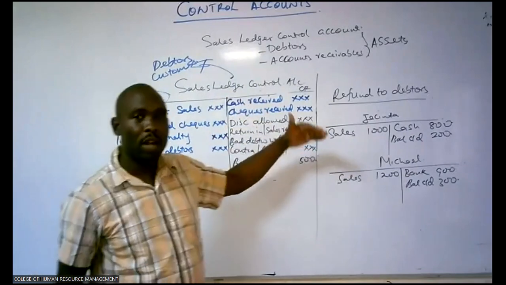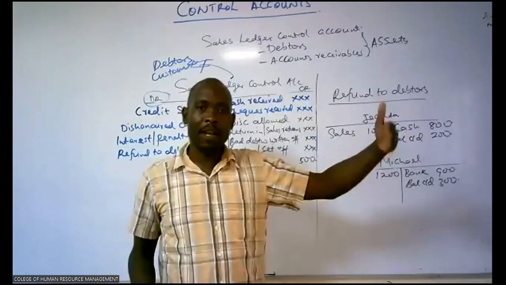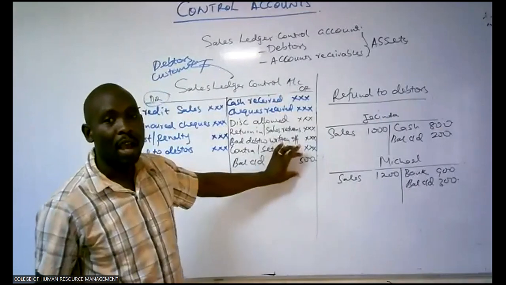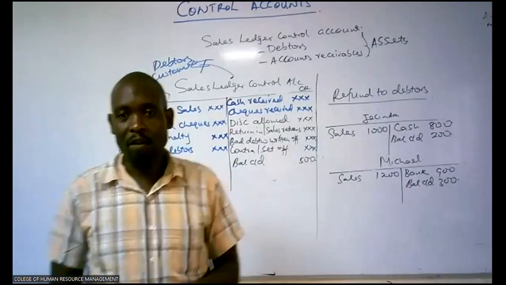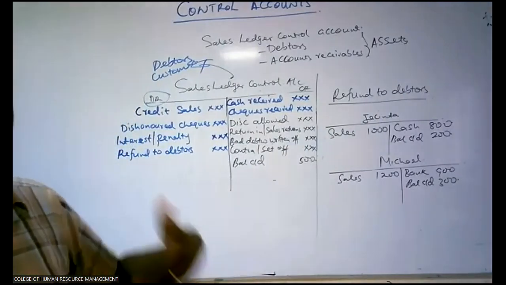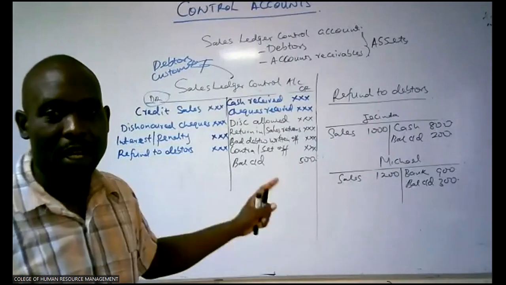And then if the person has not cleared, the sum of all the balances in each and every debtor's account is going to be summed, and that is going to be our balance for the sales ledger control account. So there's no problem with the less. But for more, if you do a refund, it will increase the balance for the rest. So it is normally debited.